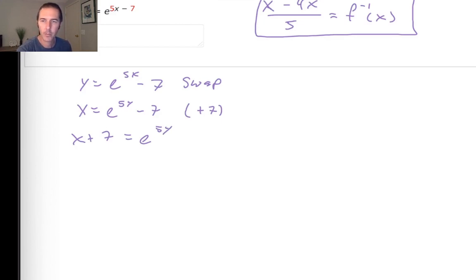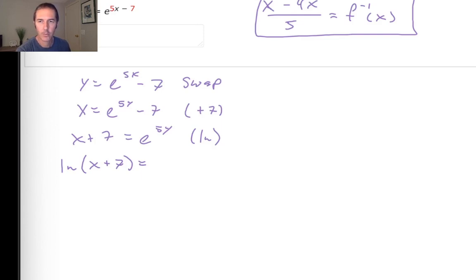Now we run into the problem here that we've seen in previous problems, in previous videos, where our variable is up in the exponent position. How do we bring it down onto the ground, as I like to say? And the answer is we're going to take the natural log of both sides. Sometimes taking the natural log is really convenient, as it is here, because the natural log and the e to the power of essentially cancel each other out, leaving us just with the 5y on the right-hand side of the equation.